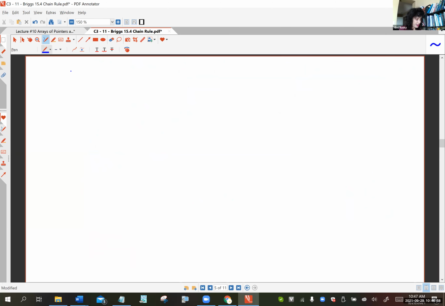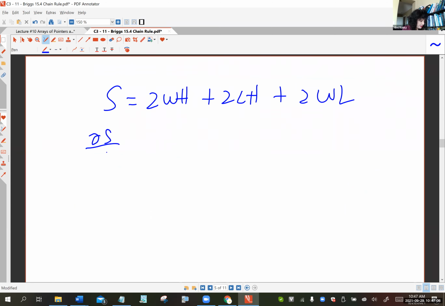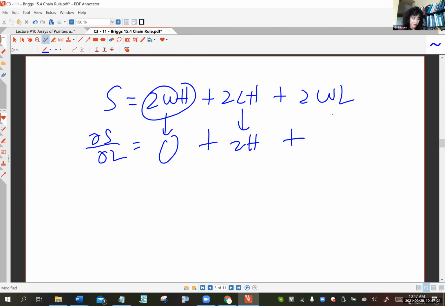So let me repeat. Here's our surface area function, 2WH plus 2LH plus 2WL. When you're doing dS dL, for example, you're going to hold the W and the H constant and then take derivatives with respect to L. So this is going to end up being 0 because there's no L's in there. This one will be 2H and this one will be 2W. So dS dL just ends up being 2H plus 2W.